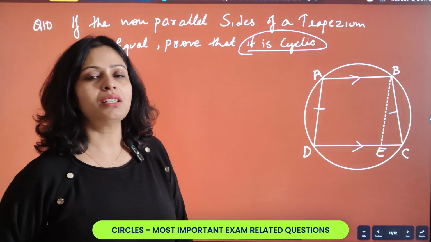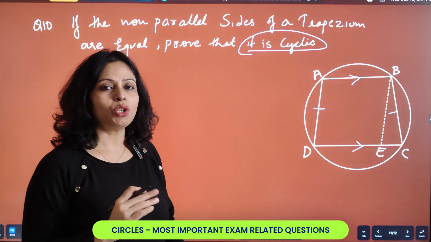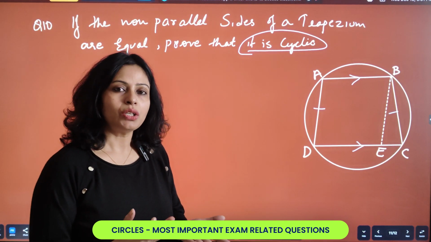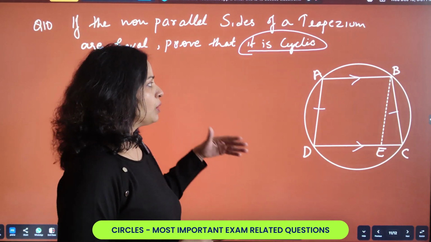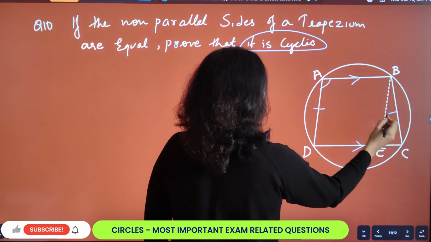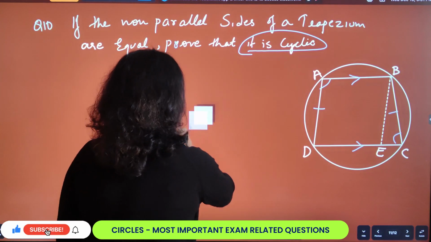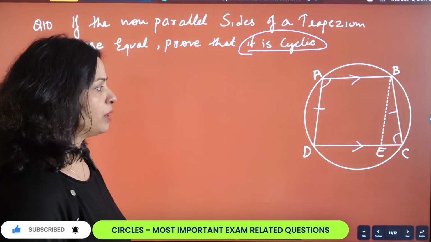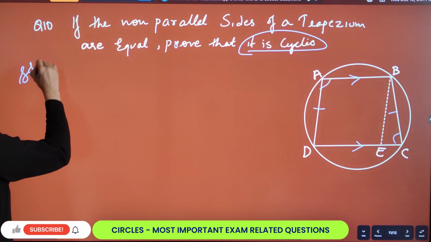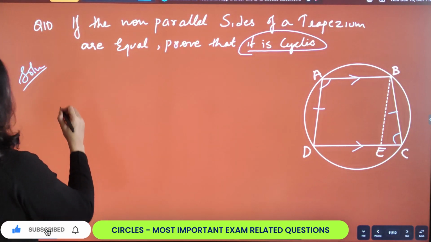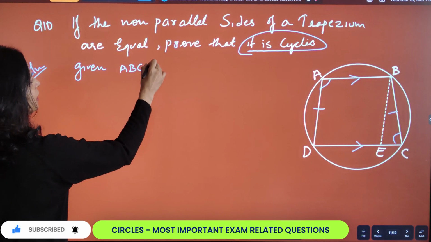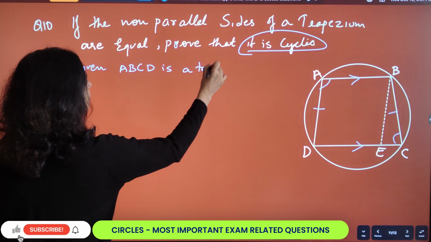Okay, if you see the last theorem, it says that if the sum of the opposite angles of a quadrilateral is 180 degrees, we can prove that the quadrilateral is a cyclic quadrilateral. Okay, so here also we have to show that the sum of the opposite angles is 180 degrees, then we can prove it as a cyclic trapezium or a cyclic quadrilateral. Okay, so what we do here, I'll show you here. So what is given to us here is, given ABCD is a trapezium.